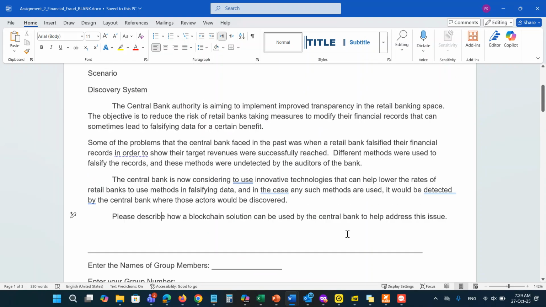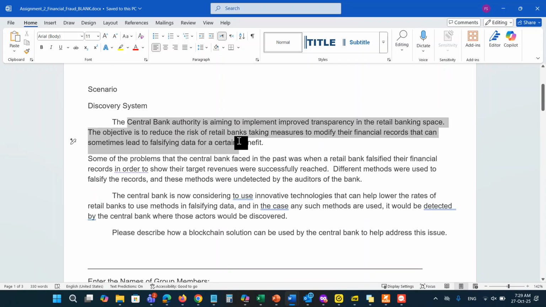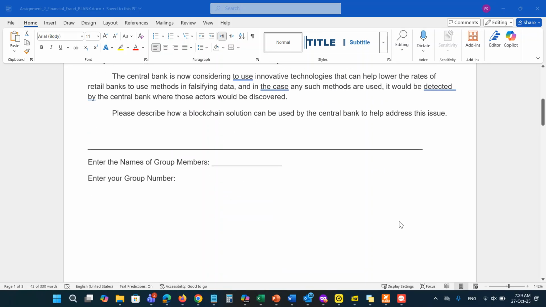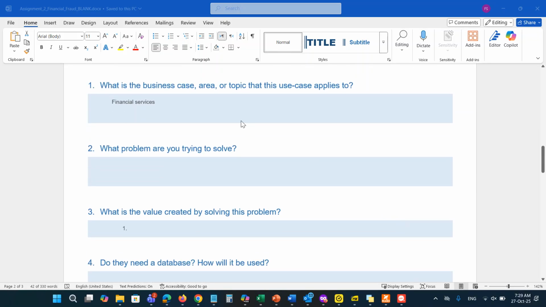So now we're going to go through and answer the questions in this document to determine, do we need to have blockchain for this use case? Okay, so the first question is, what is a business case area or topic that this use case applies to? Financial services, right? What problem are you trying to solve?